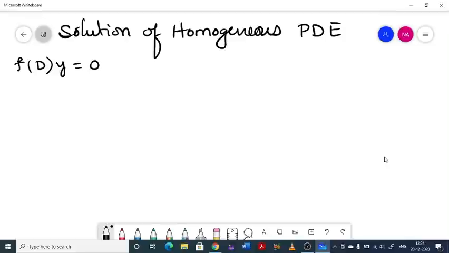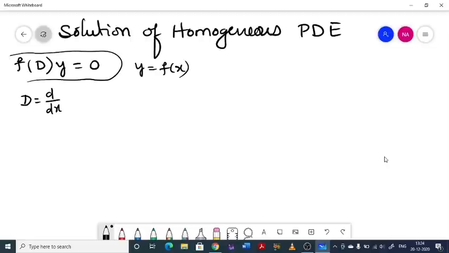0 where y is a function of x, and f of D represents a polynomial in capital D where D stands for d by dx, a derivative of the dependent variable with respect to x. So this is called a homogeneous differential equation.